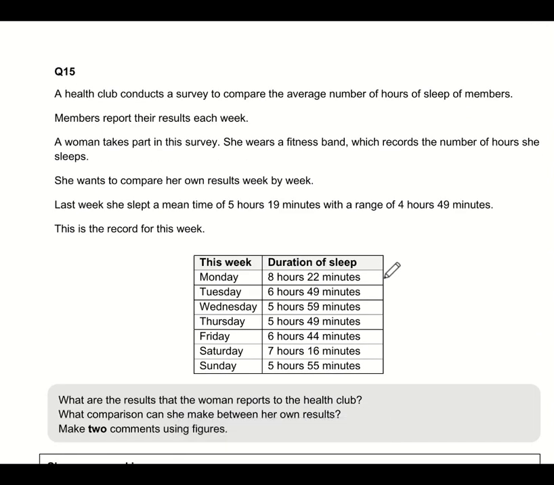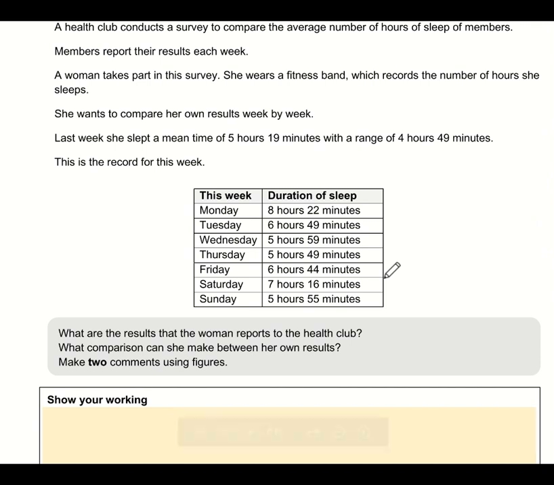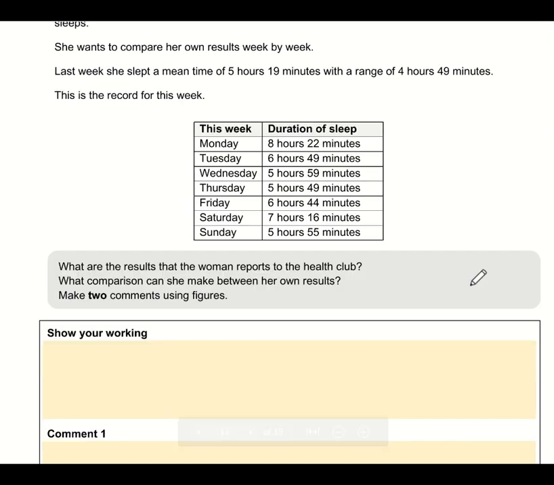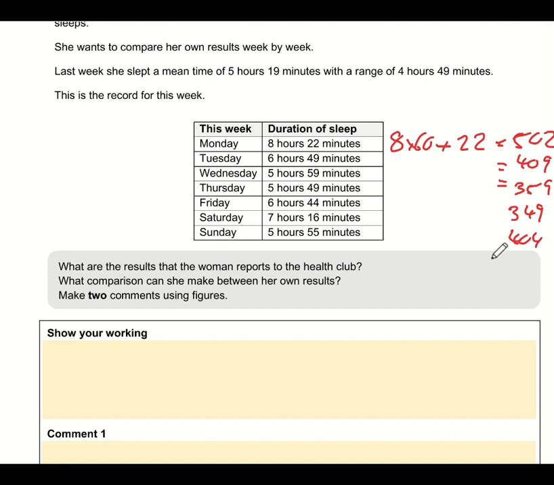Question number 15. So first of all, probably what we need to do to make life a bit easier for ourselves is, because we can't type into our calculator 8.22 because there's only 60 minutes in an hour, is to turn this into hours and minutes. So this one is 8 times by 60 plus 22, which is 502. 6 hours 49 is 409 minutes. 5 hours 59 is 359. 5 hours 49 is 349. The next one is 404 minutes. 7 hours 16 is 436 minutes, and the Sunday is 355 minutes.